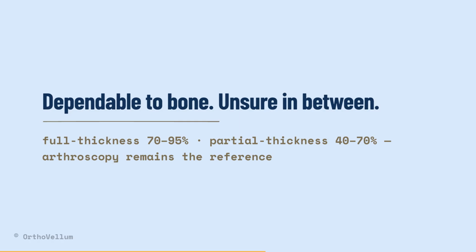MRI arthroscopy correlation is best for full thickness loss, and MRI tends to underestimate partial thickness lesions. Arthroscopy remains the gold standard. A normal-looking surface on a routine protocol has not excluded early degeneration.